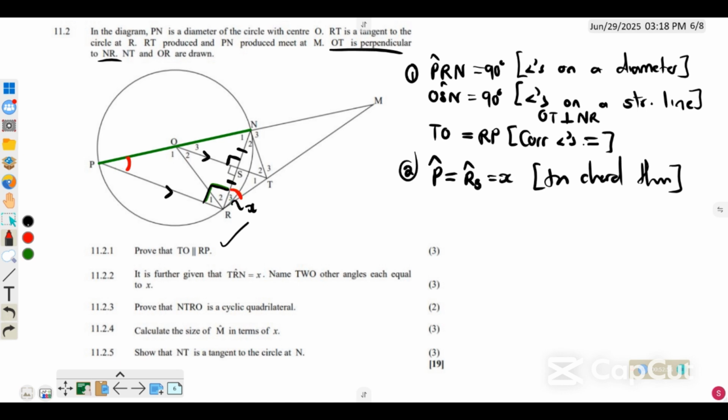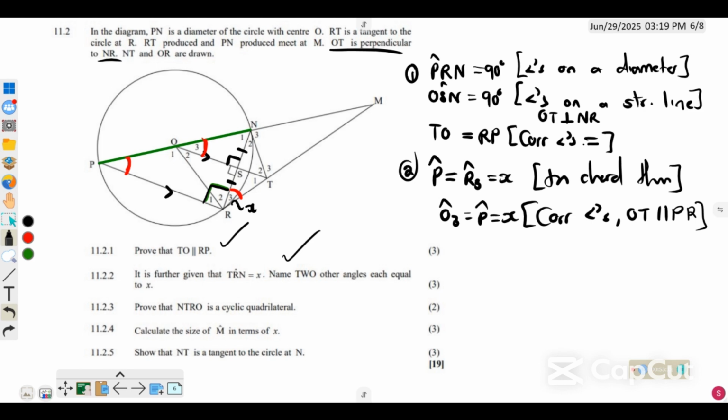How? We just proved that this line is parallel to that, which means this angle and that angle are equal to each other. So angle O3 should be equal to angle P, and they should both be equal to X. So those are corresponding angles, since OT is parallel to PR or RP. There, answered the question, right?